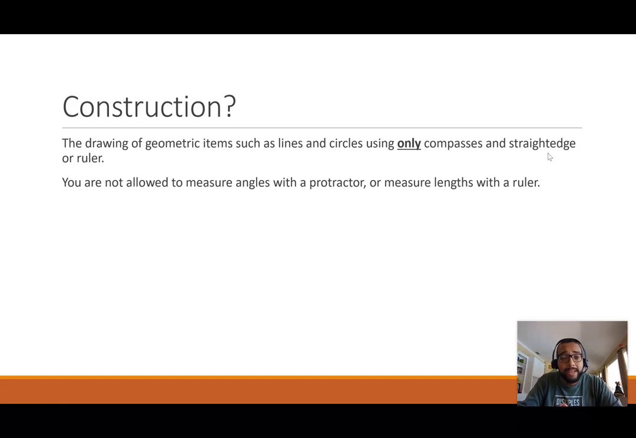And the biggest thing about that is you're not allowed to measure angles with a protractor or measure lengths with a ruler. So there's this guy named Euclid. He has this book called The Elements, and he was like the father of geometry per se. This is a thing of how we can prove that these certain theorems exist by construction. Now, we won't go into the proof this semester, but we will be constructing it. And also, it kind of helps you visualize it as well, because you're literally manipulating it with your hands.